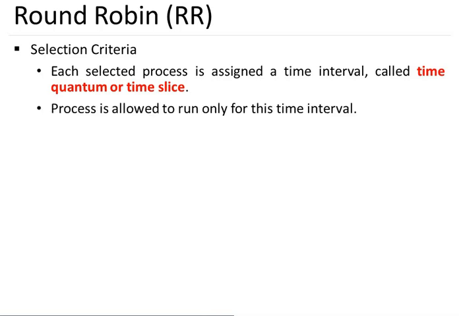A process is allowed to run only for this time interval. For example, even if there is just one unit remaining to complete its process, the process needs to be preempted to the queue, and it will wait in the ready state until its turn comes. So there are two things that can be possible.